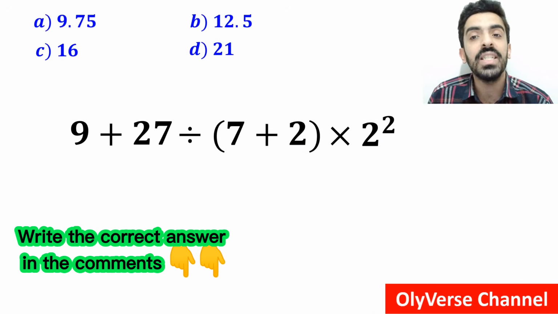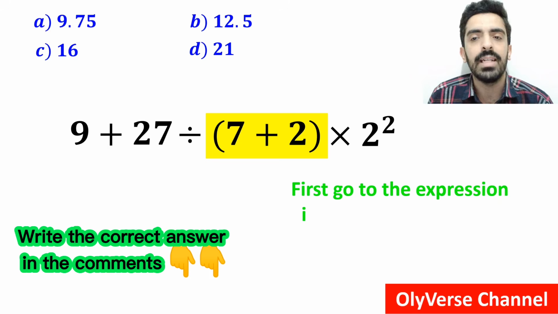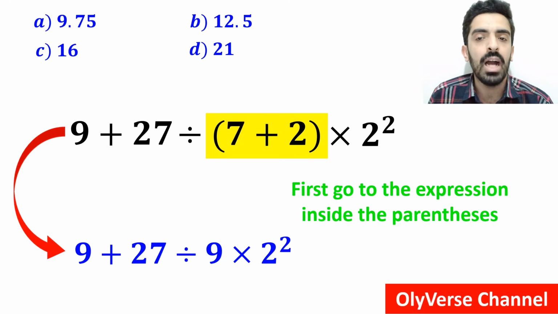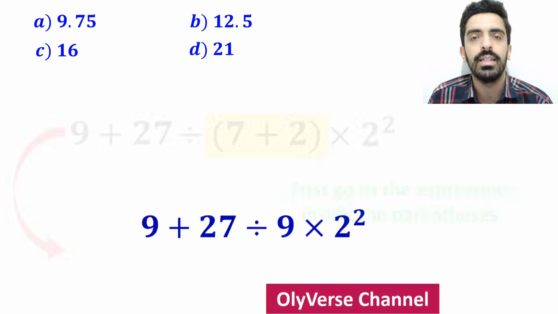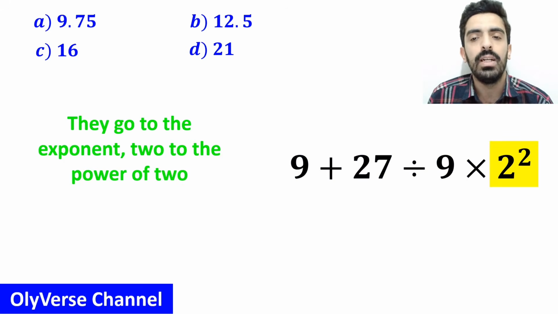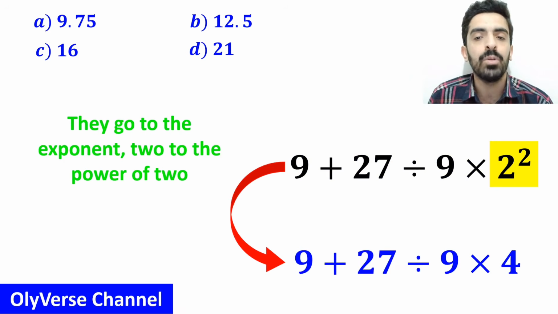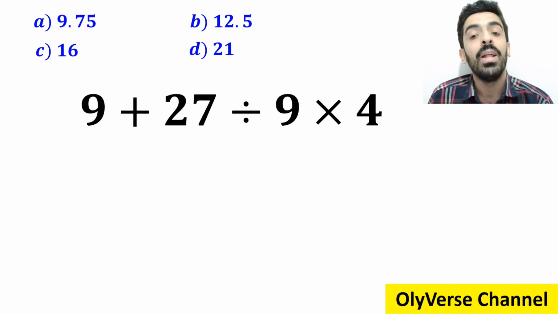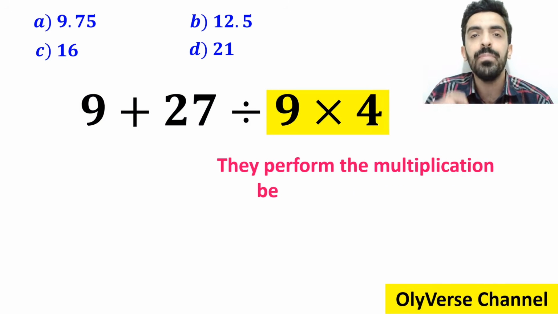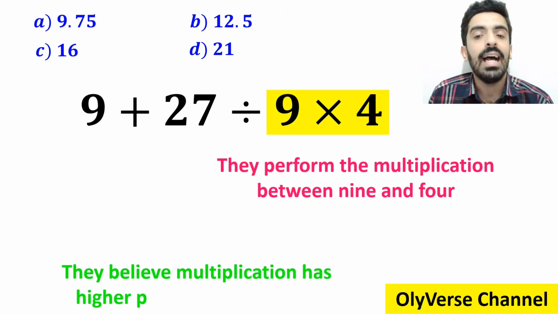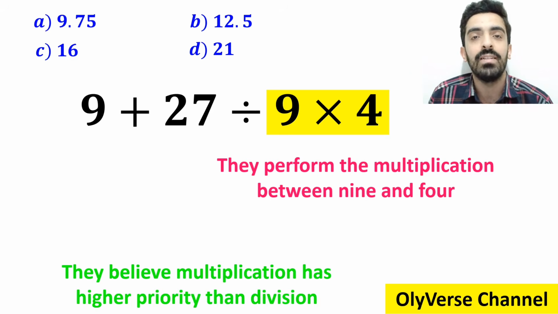Also, some other people, when solving this question, first go to the expression inside the parentheses, and instead of this expression, they write 9 plus 27 divided by 9 multiplied by 2 squared. And the next step, they go to the exponent, 2 to the power of 2, and simplify this expression to 9 plus 27 divided by 9 multiplied by 4. Then, they perform the multiplication between 9 and 4 because they believe multiplication has higher priority than division.